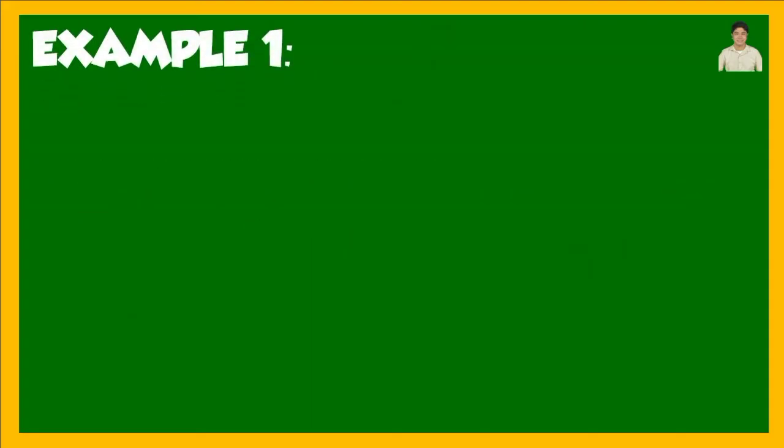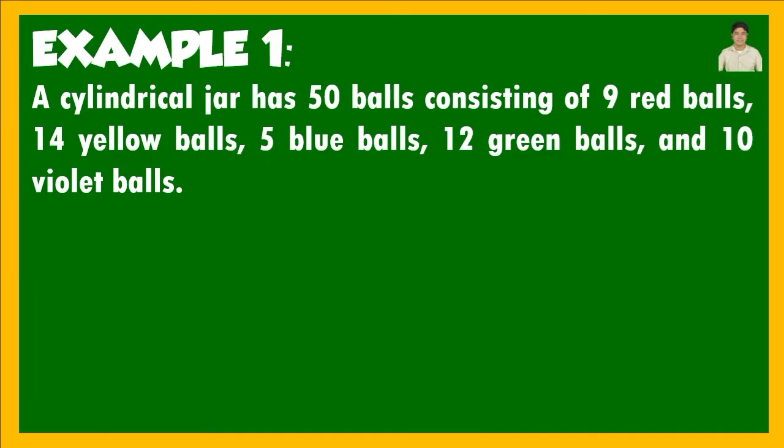So, let's have an example. A cylindrical jar has 50 balls consisting of 9 red balls, 4 yellow balls, 5 blue balls, 12 green balls, and 10 violet balls. So, ayan. Meron tayong 50 balls dun sa jar. And then, we have 5 colors of balls: red, yellow, blue, green, and violet.